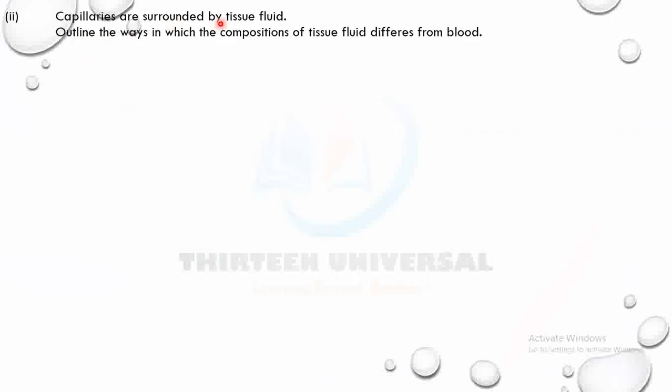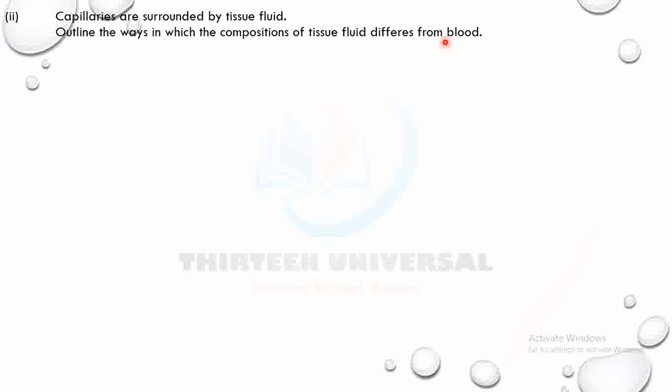Capillaries are surrounded by tissue fluid. Outline the ways in which the composition of tissue fluid differs from blood. So pause the video and try. How is tissue fluid different from blood? Tissue fluid does not have red blood cells. Blood has red blood cells, and you know the reason: red blood cells are too large to pass through the endothelial pores. Tissue fluid doesn't have large plasma proteins.